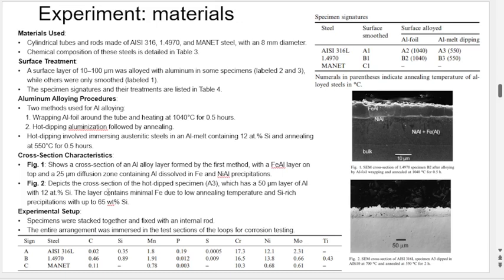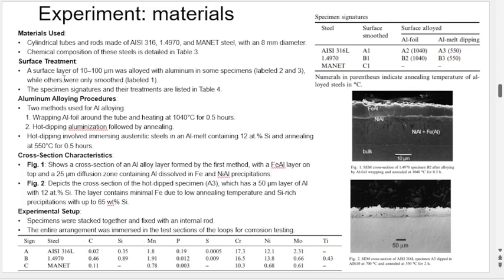As for materials, the table below shows us the composition of all materials. As we can see, the AISI 1.4970 materials, or materials A and B, have silicon and also sulfur, and contain a high amount of nickel. However, the Manet is a low nickel based material with chromium.